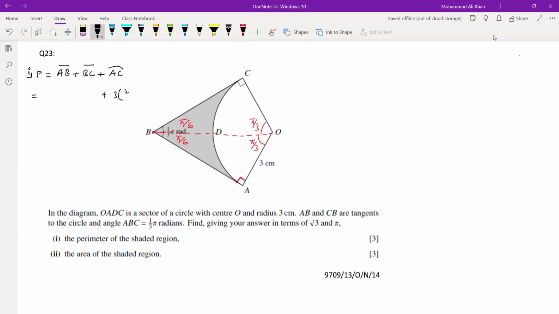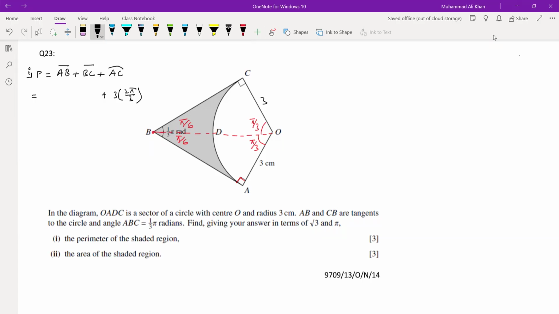It is 2 pi by 3. Now we have to calculate the length BC. It's a right angle triangle BCD where this length is 3.